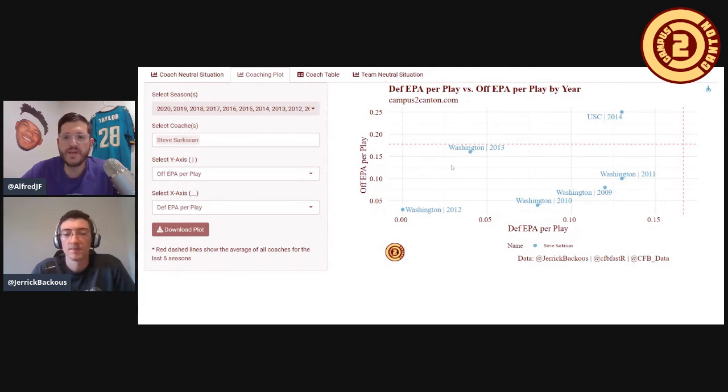So he built basically a good defensive team at Washington. And all of their offenses at Washington, at least, were below the average for offensive production. Obviously, we know at USC he had a better season. Yeah, the one season in our database, in 2014.